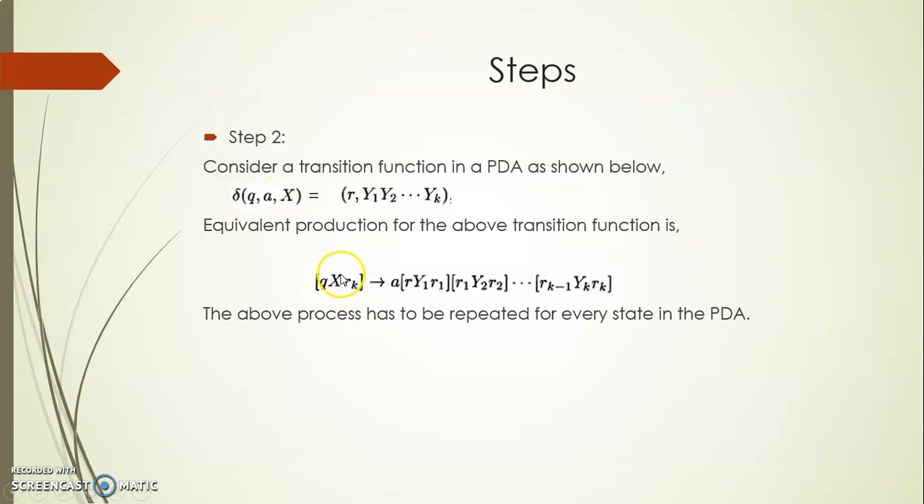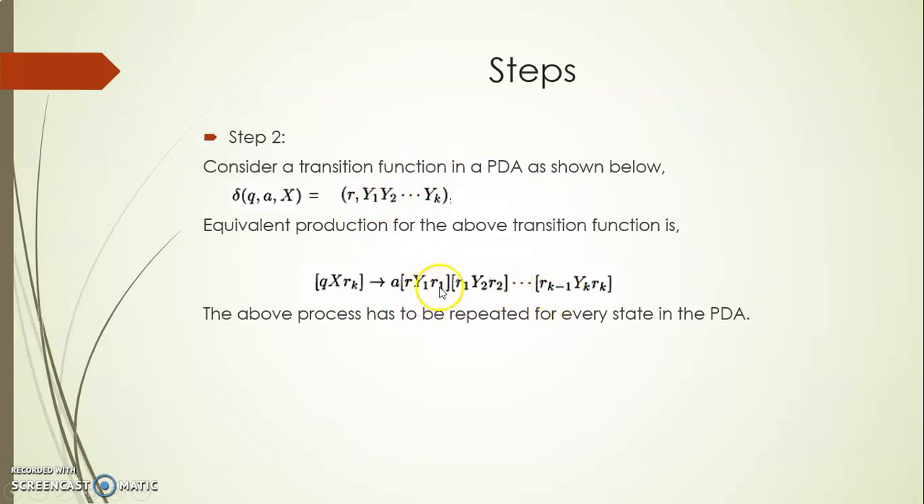Here rk represents the set of all states present in the PDA. So this value has to be repeated for every state present in the PDA, followed by the production symbol and a, which is nothing but a terminal symbol given in the transition function, that is the input symbol. This a is mapped here, then this r, y1. So each symbol present in the right hand side of the production will be written separately.